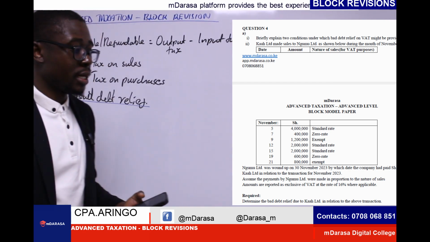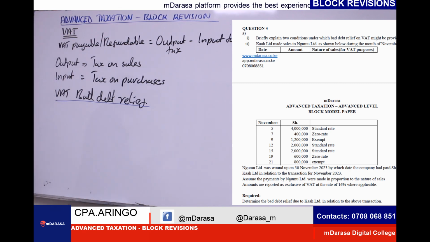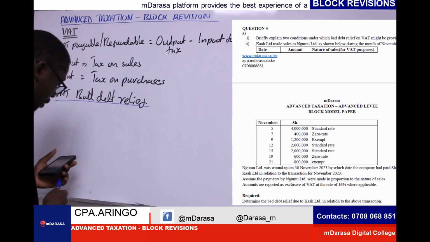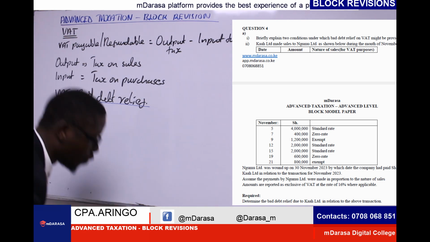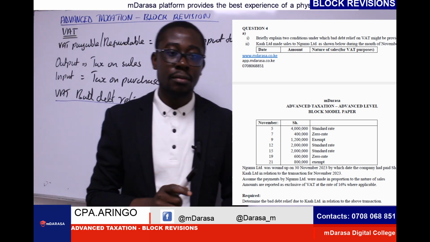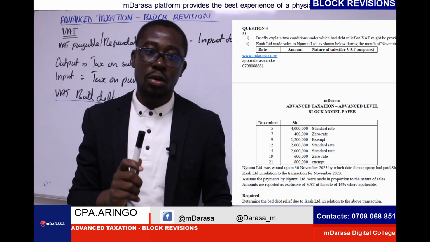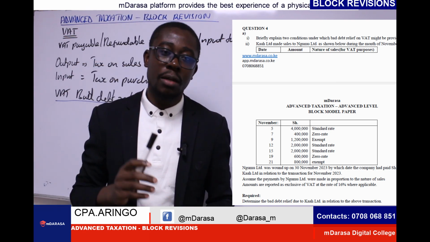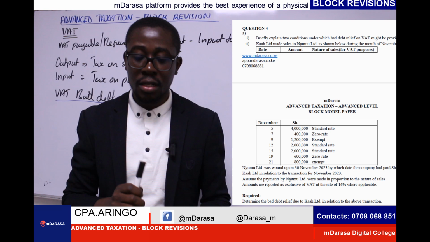Condition number one: at this point, your debtor must have been declared bankrupt. So condition number one is where a debtor of a taxable person is declared bankrupt. That is the first condition whereby we can claim for VAT bad debt relief.